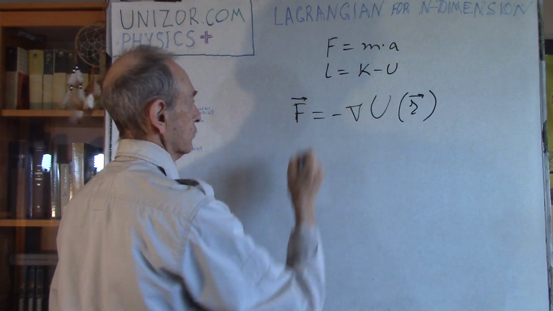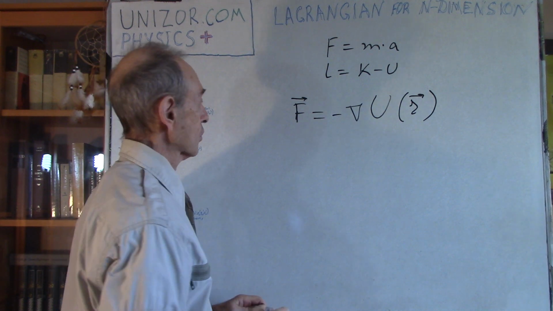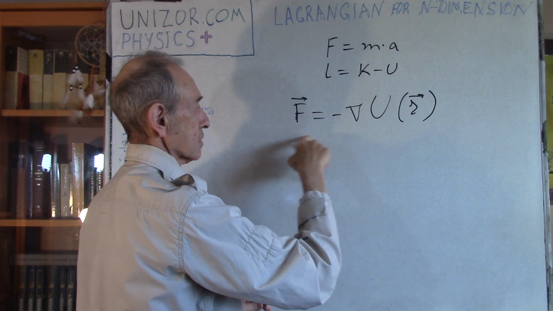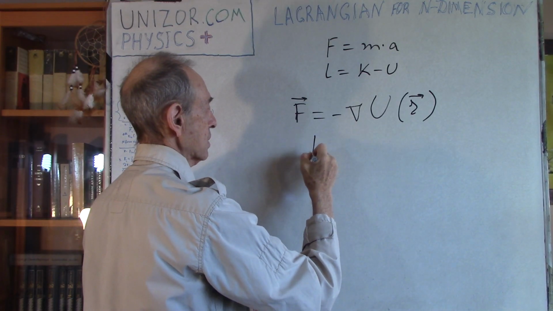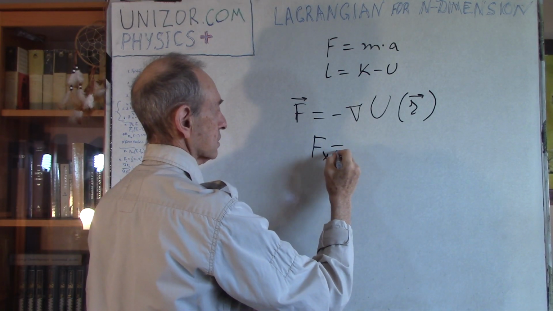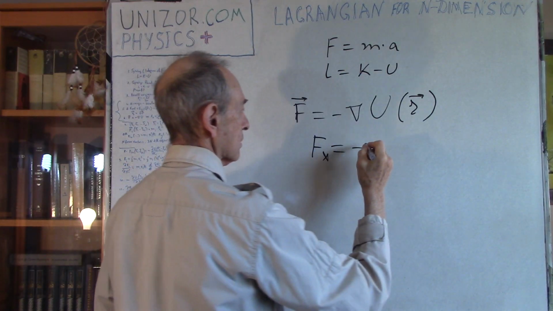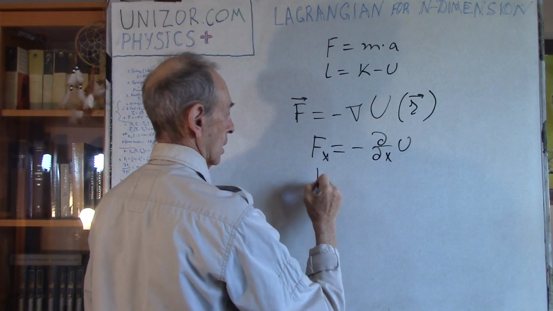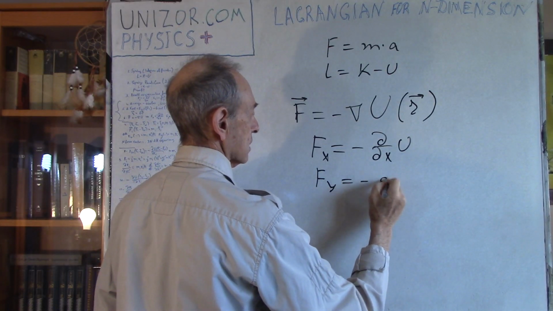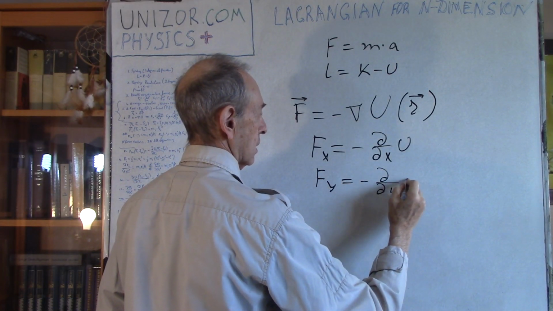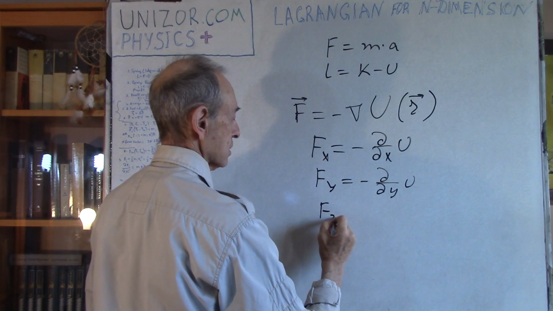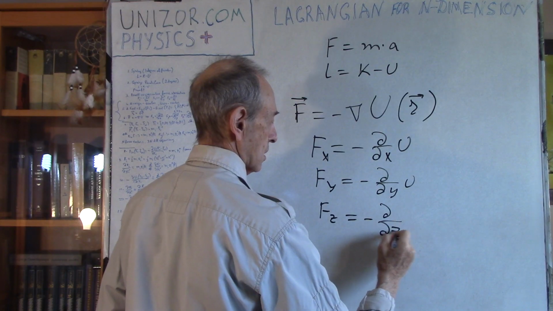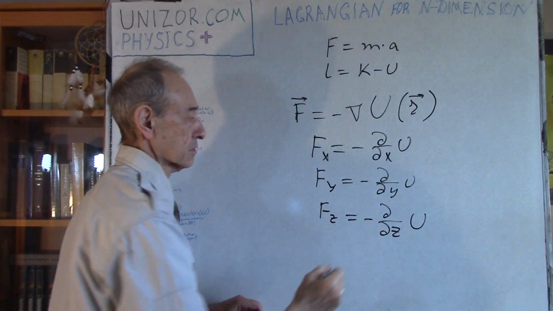Now, force is also a vector. So this is the vector of position, this is the vector of force. And nabla is an operation which means that the x coordinate of the force is equal to minus d per dx of U, the y coordinate is equal to minus d per dy of U, and the z coordinate is minus d per dz of U.